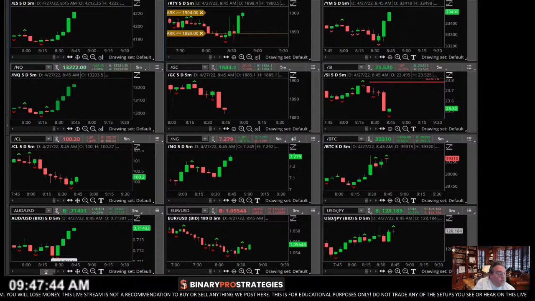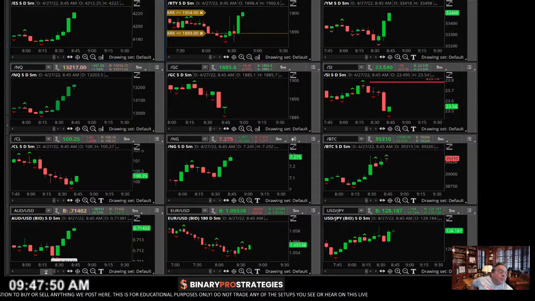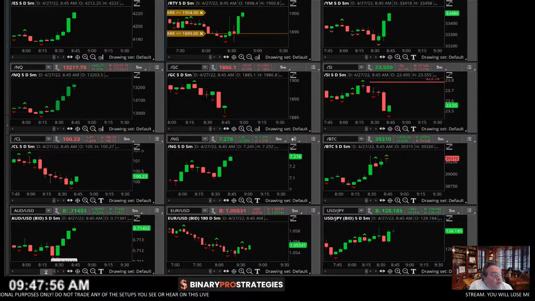Silver still short. Don't have any setups, it's been quiet in core today. No setups on our pairs, our currency pairs. Nothing on Aussie US, nothing on Euro, nothing on US Yen.